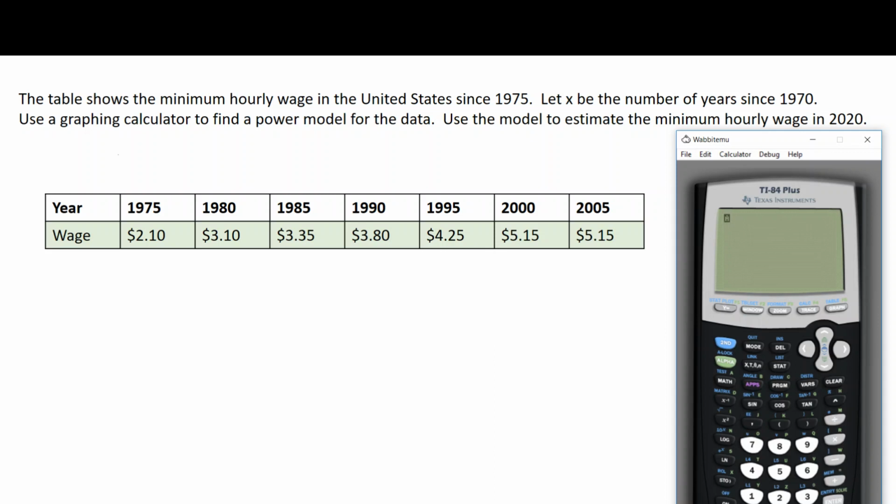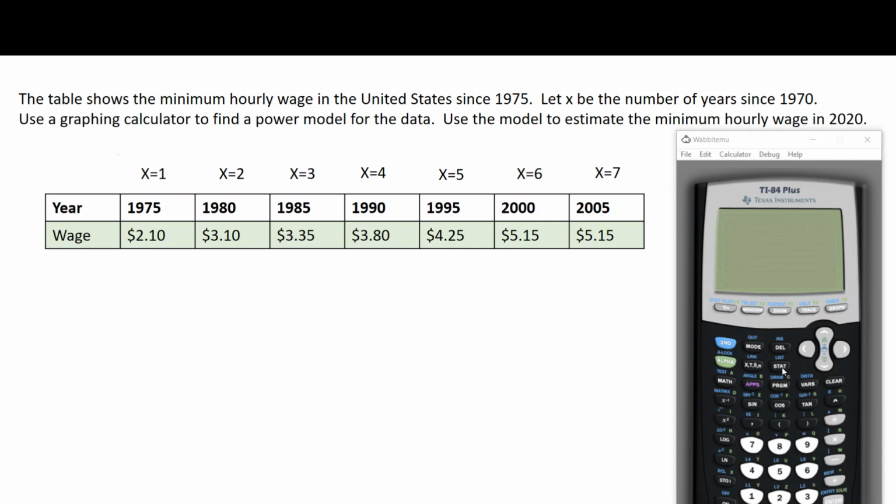We're going to let that be the X, but instead of putting in 1975, let's make it a little more simple and say when X equals 1, that will represent 1975. And when X equals 2, 1980. When X is 3, that will represent 1985, 1990, 1995, 2000, and 2005. So those are going to be our X's, and our Y's will be the wage. So we're going to put that in our calculator.